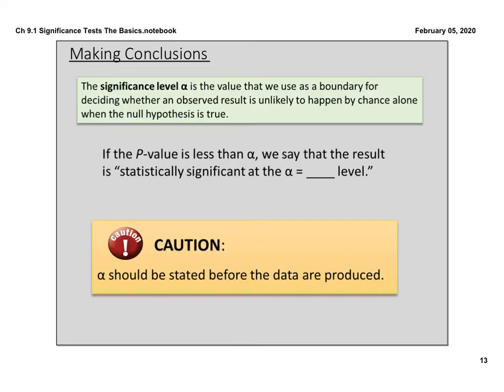So here's what I keep referring to, alpha level. So this significance test, alpha, okay, that's the Greek letter alpha there. So the alpha is the value that we use as our boundary line for deciding whether an observed result is unlikely to happen by chance alone when the null hypothesis is true. So if the p-value is less than alpha, we say that the result is statistically significant at the alpha equaling whatever level, okay? And again, alpha needs to be stated before you do the data. So this is going to be part of your state as well, or maybe part of your plan. But either way, it's before you do the do part.